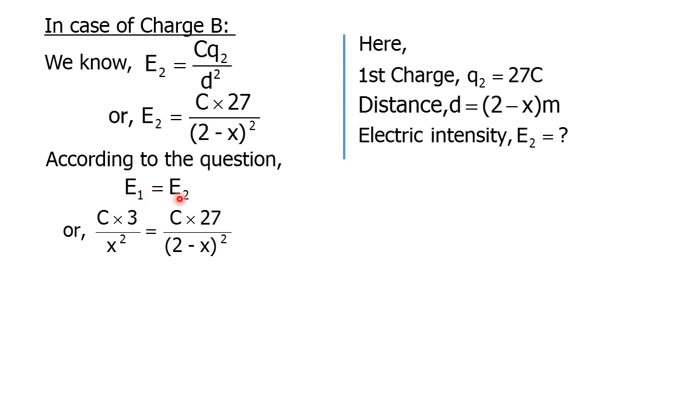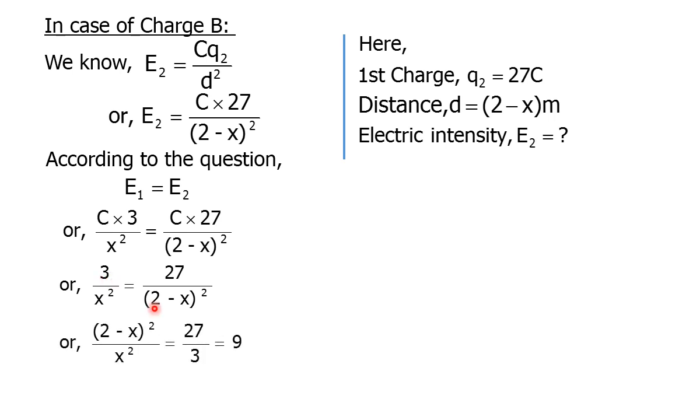If we put the value of E1 and E2 from our above calculation, then we can write k into 3 divided by x square equal to k into 27 divided by 2 minus x whole square. Here k and k are common, so they will cancel out. Then we can write 3 divided by x square equal to 27 divided by 2 minus x whole square. If we exchange the position of 3 and 2 minus x whole square, then we can write 2 minus x whole square divided by x square equal to 27 by 3, and the result of 27 by 3 is 9.